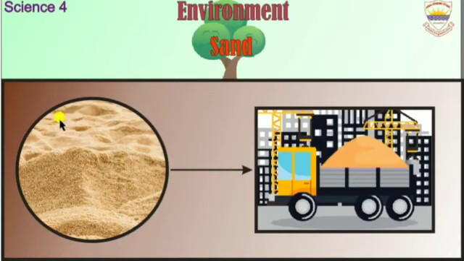Sand. Sand is also a natural resource. We use sand for the construction of buildings. Where do we use sand? Repeat it with me. We use sand for the construction of buildings. Very good.